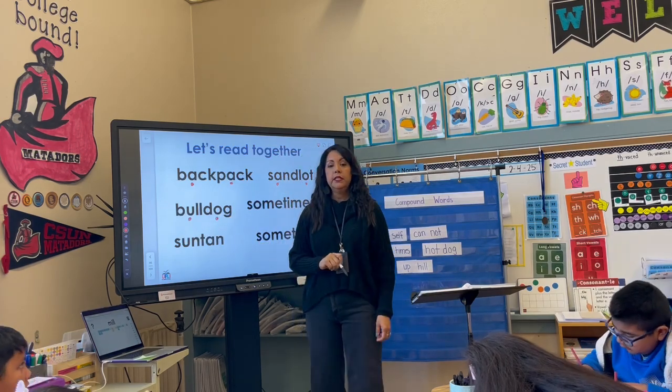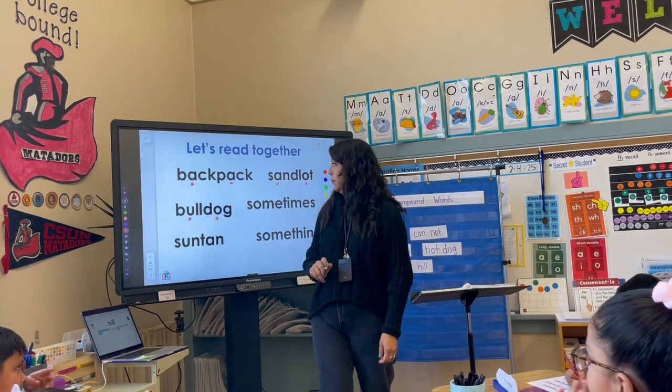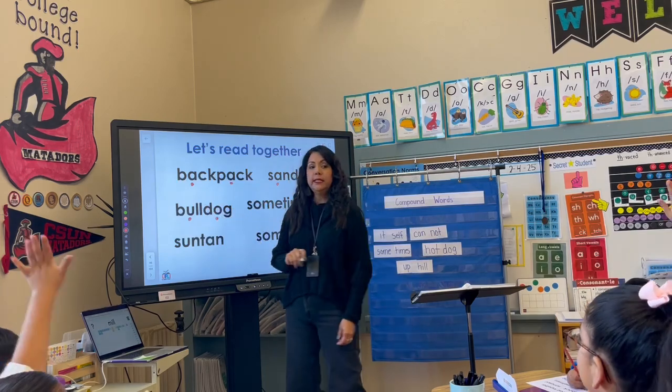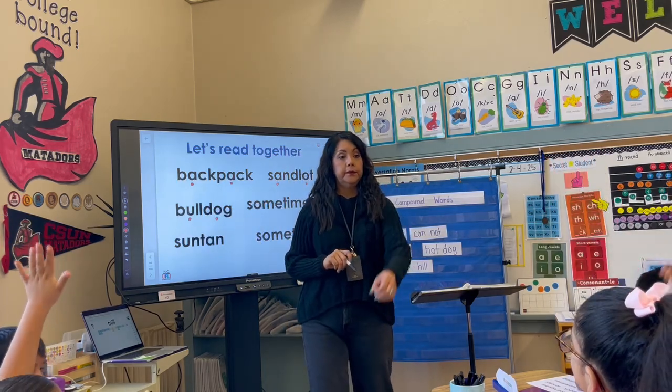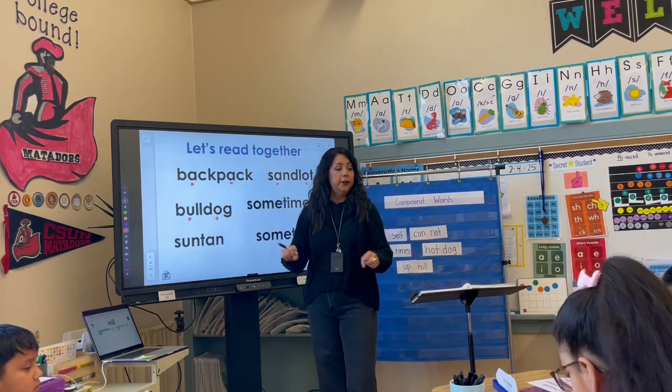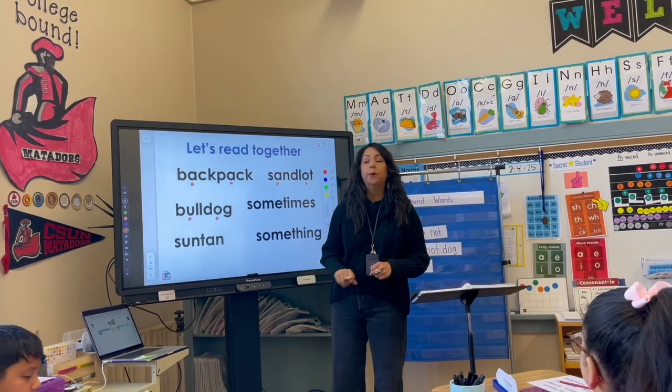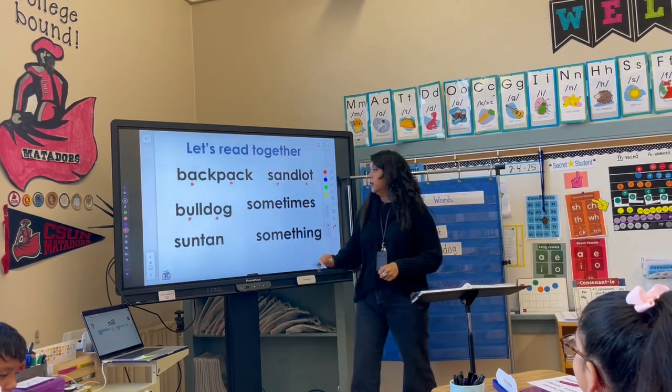Who can tell me what's the first syllable? Arturo? Bull. And what's the second syllable? Dog. Dog. Put it together. What's the word, Galang? Bulldog. Bulldog. Now, look over here.